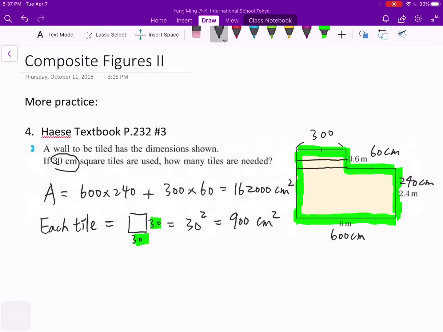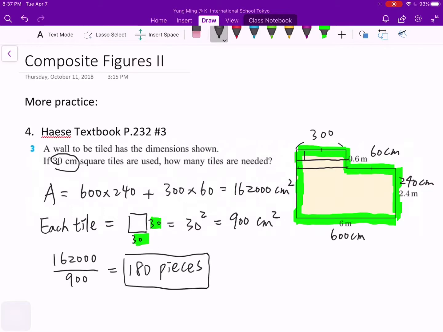All the little tiles. For example, this is one little one over here, so we got 30 by 30 over here. That means we won't have any left over. So all you need to do is use 162,000 divided by 900, and we're going to get 180 pieces. And that's it for this question.